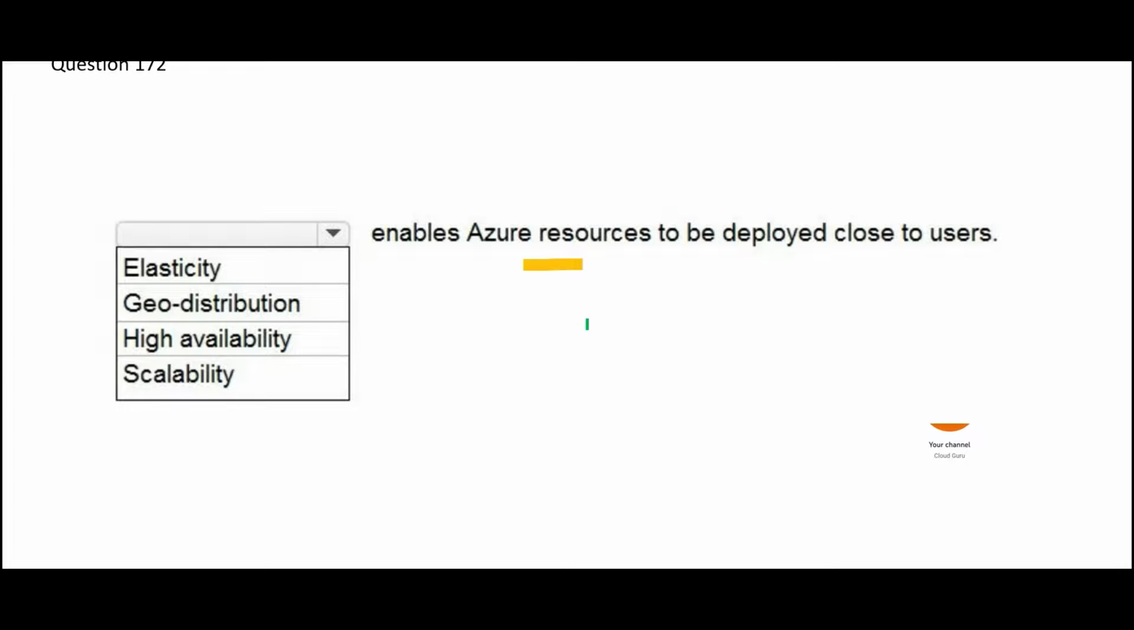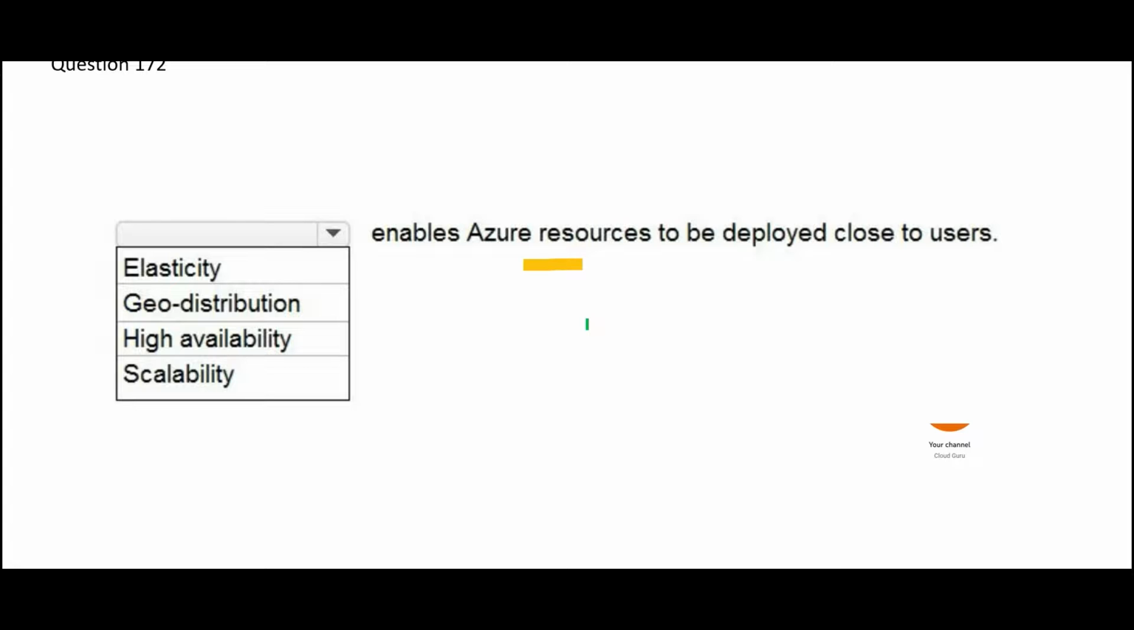Why do we deploy close to the users? What is the reason? So that the user will get low latency. Low latency means the moment they type, they will immediately get the results. So Netflix uses this concept. Amazon Prime also uses this concept.